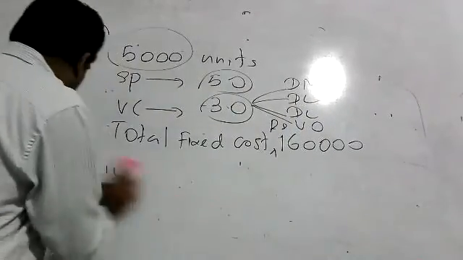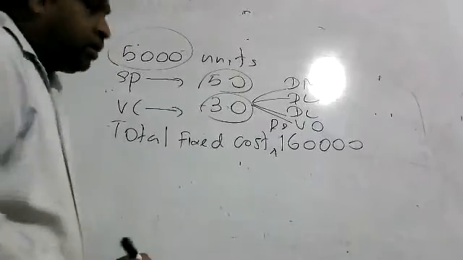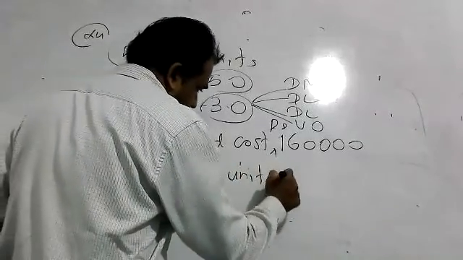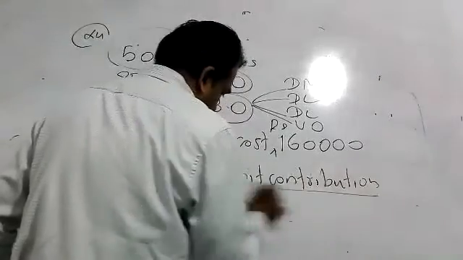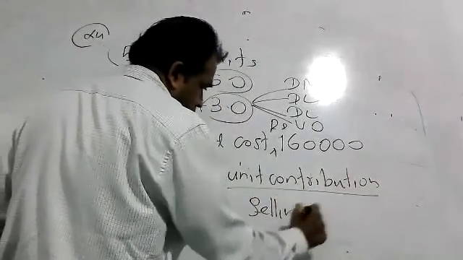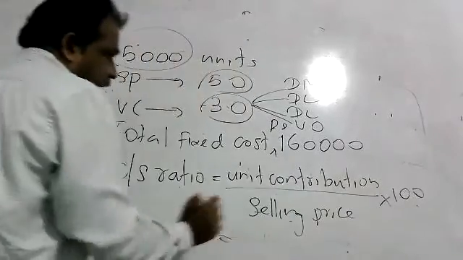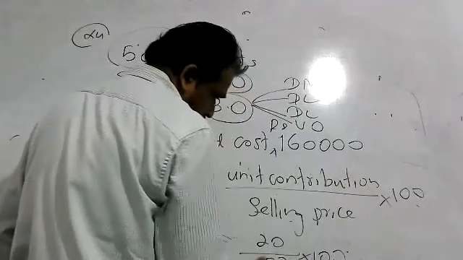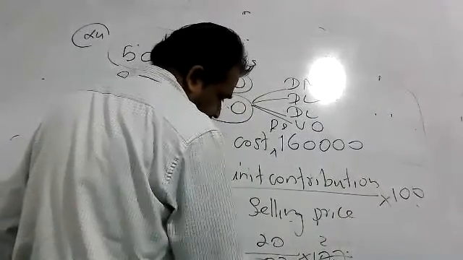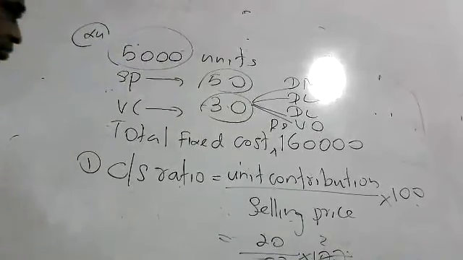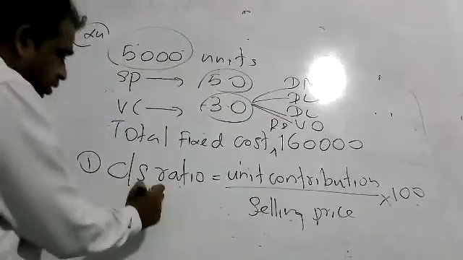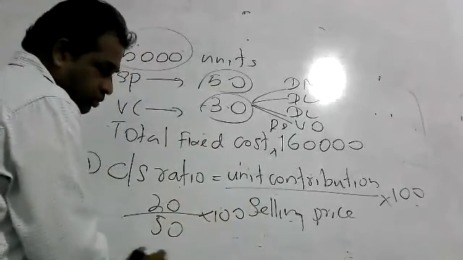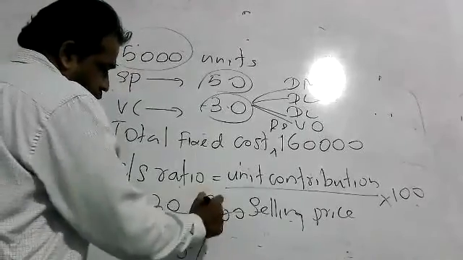Then, according to the given detail, our second calculation is CS ratio. CS ratio equals unit contribution divided by selling price into 100. Unit contribution 20, unit selling price 50, into 100, then 40% is the answer. CS ratio equals unit contribution 20 divided by unit selling price 50 into 100, then it will be 40%.